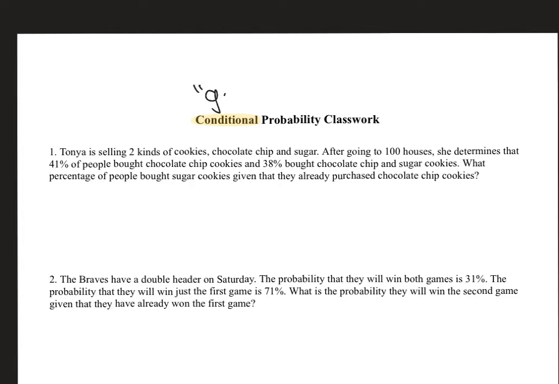So this is your given statements. Now your formula for this is the probability of A and B divided by probability of B, however your problem is set up, whatever you label your events to be.